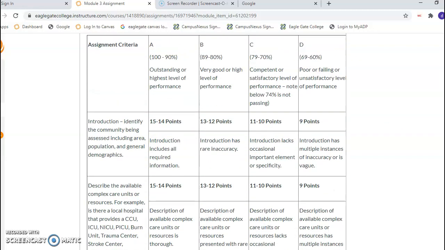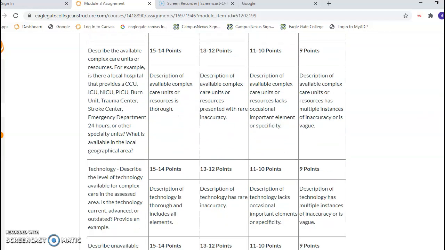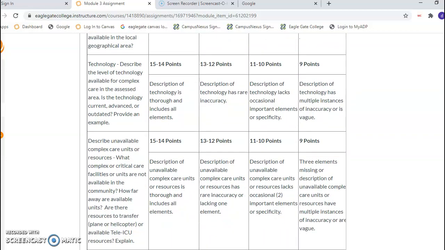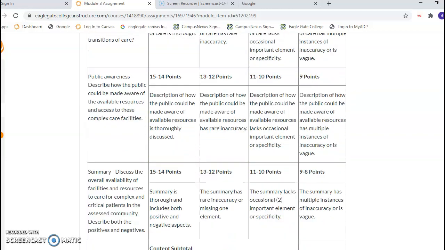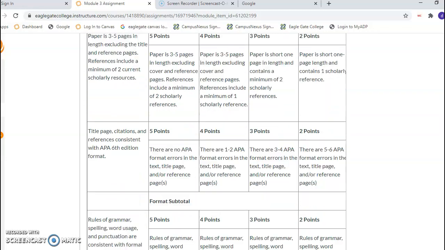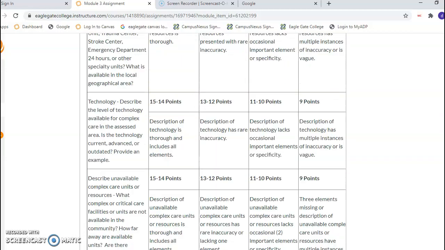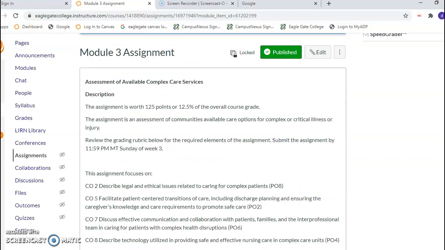So again, you're trying to meet all the criteria in the rubric. I always suggest that you cover everything that's stated in the rubric, and that way you should be meeting all the criteria. It is a paper, and please submit it in a Word document, and let me know if you have any questions. And again, it is not the same paper that you wrote in your past class. This is a totally different paper.